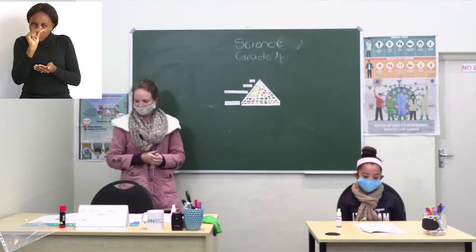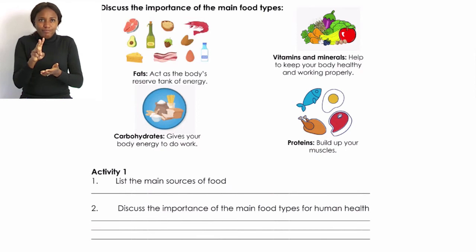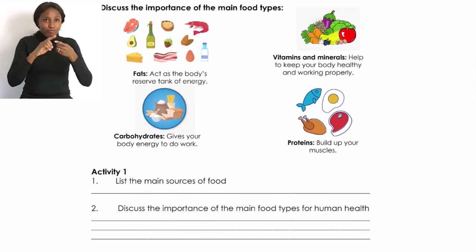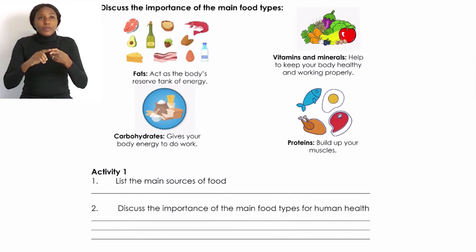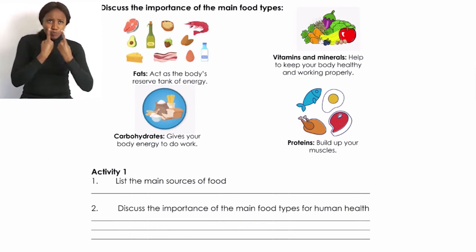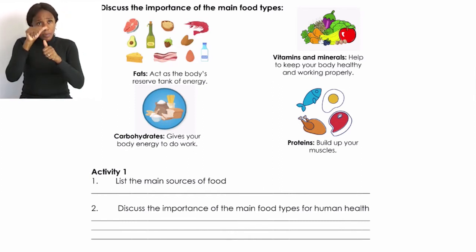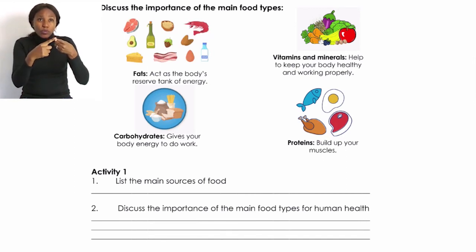So let's quickly take a look on page 12 again, and let us work through that. Carbohydrates, we're going to start with that one first. They give our bodies energy to play and to do our schoolwork. It is important to remember that there are 2 types of carbohydrates: simple carbohydrates and complex carbohydrates.